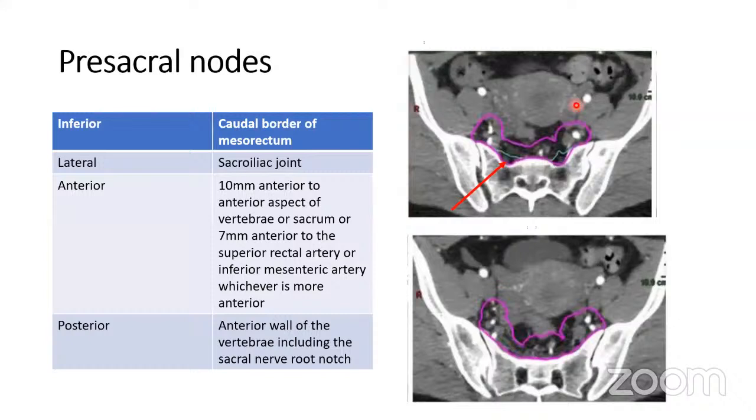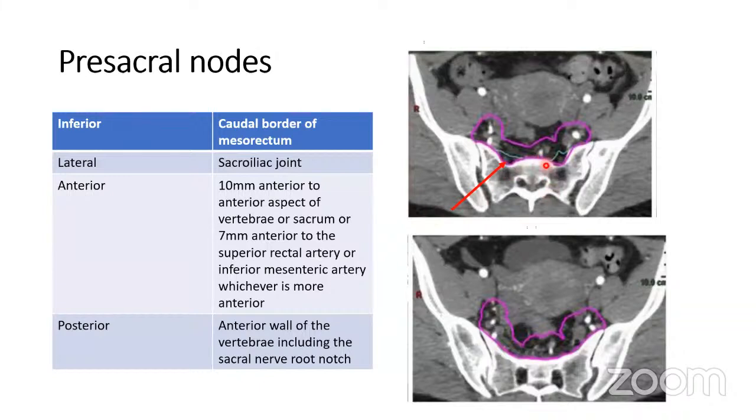Inferiorly, we go either to the caudal border of the mesorectum, or you can go till the tip of the coccyx. Laterally, we ensure that we go till the sacroiliac joint. This is the iliac bone, this is the sacrum, and this is the sacroiliac joint. That forms the lateral border of this presacral volume. Anteriorly, it is 10 mm from the anterior aspect of the vertebrae and sacrum. So we use a 10 mm brush and then we contour it.